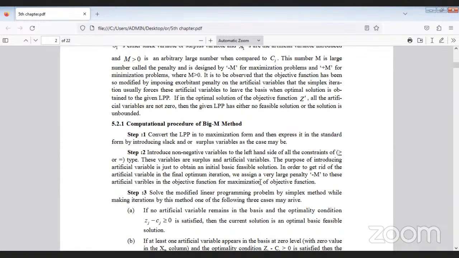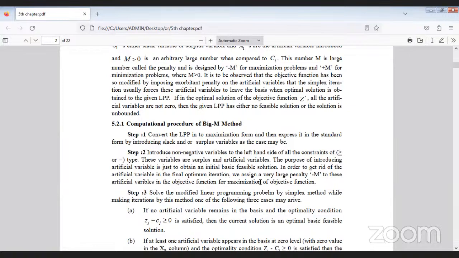Convert the LPP into maximization, then express it in standard form by introducing slack and surplus variables as the case may be. Introduce non-negative variables on the left-hand side of constraints of greater-than-or-equal type. These variables are surplus and artificial variables. For less-than-or-equal type, only slack variables are added. The purpose of introducing artificial variables is just to obtain an initial basic feasible solution.